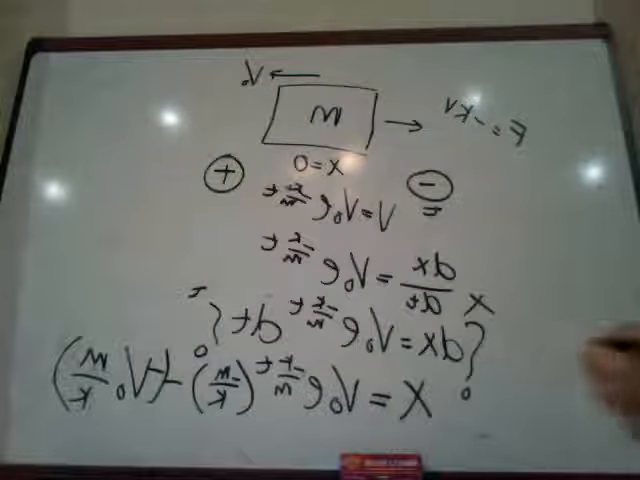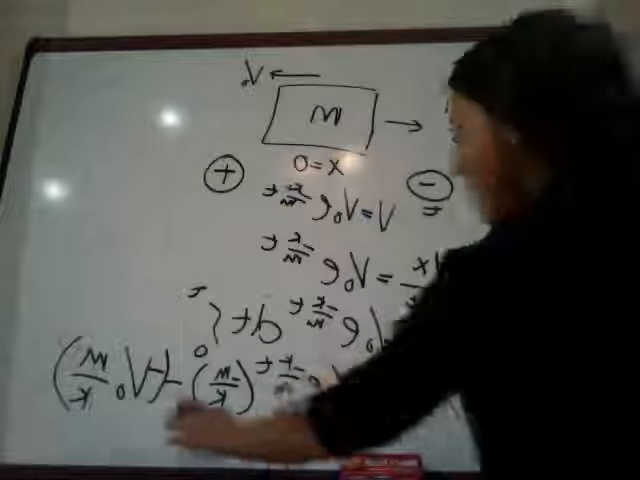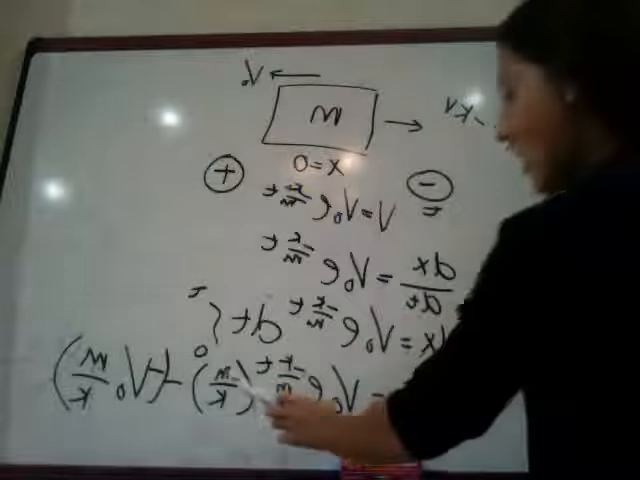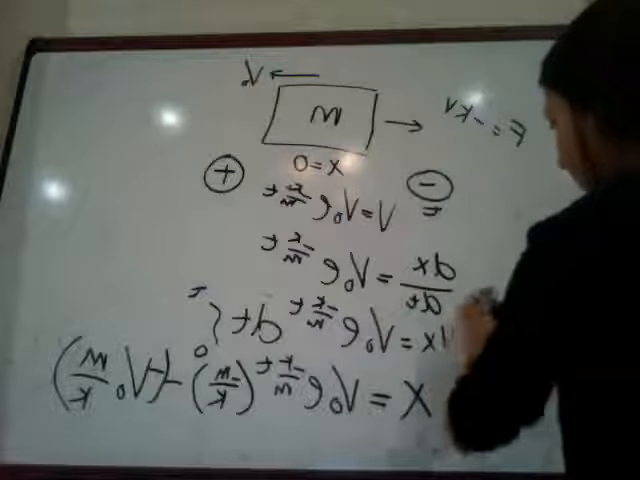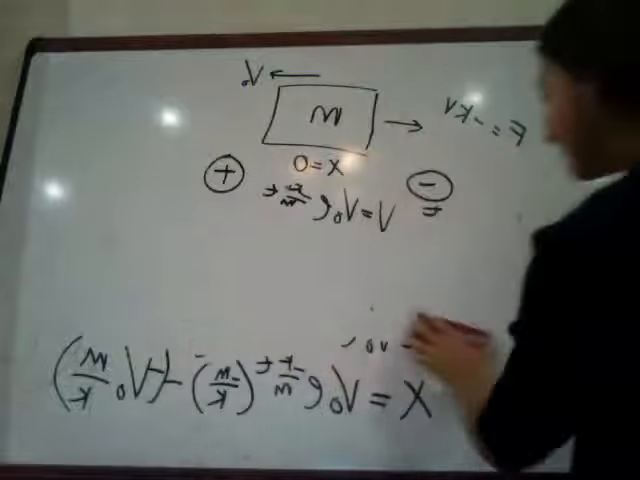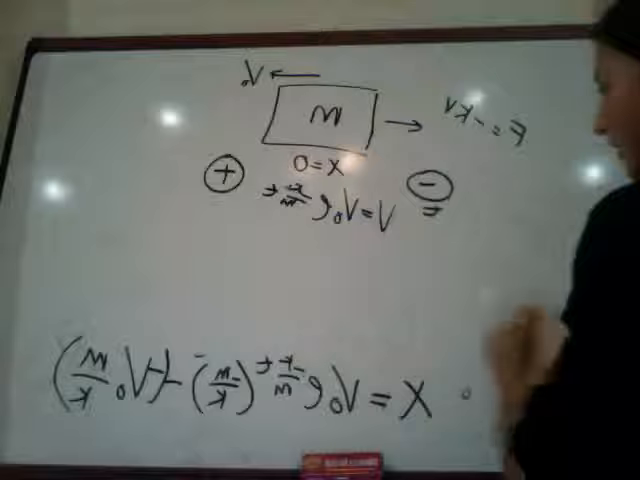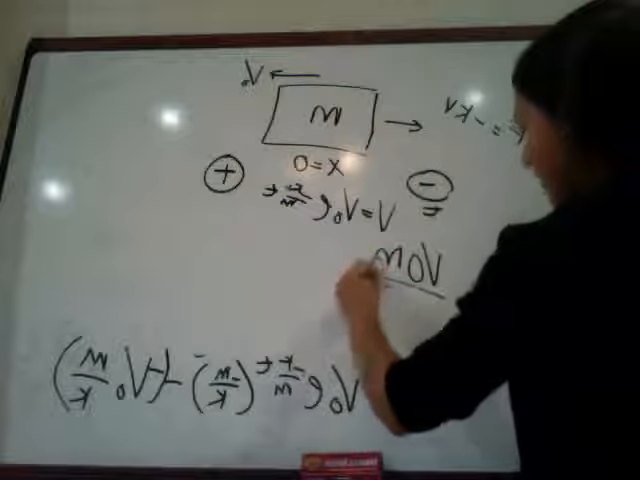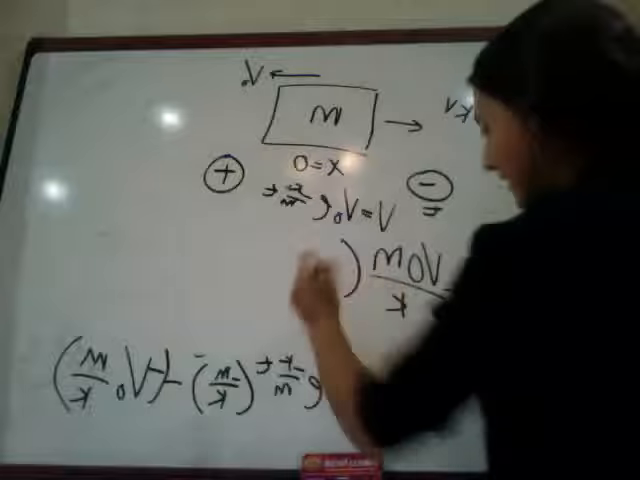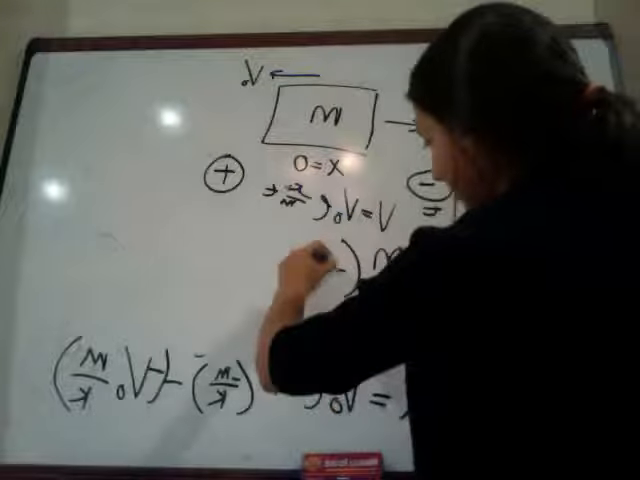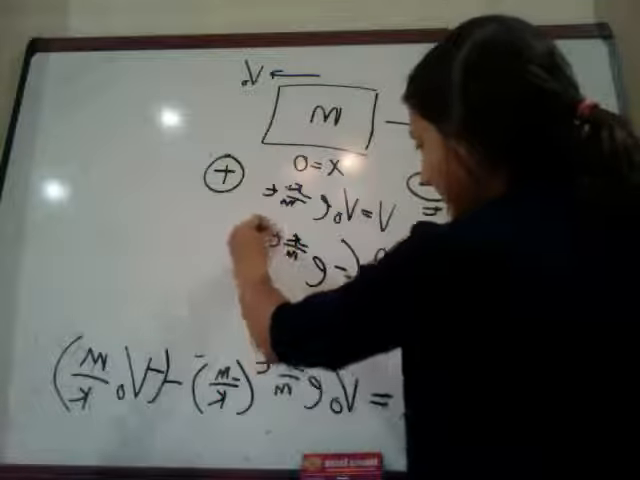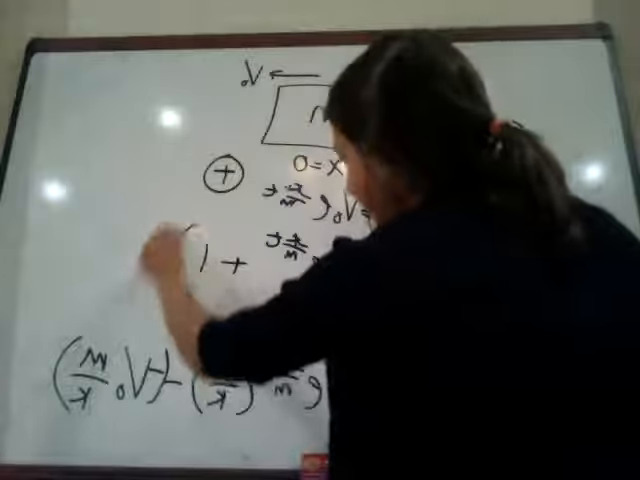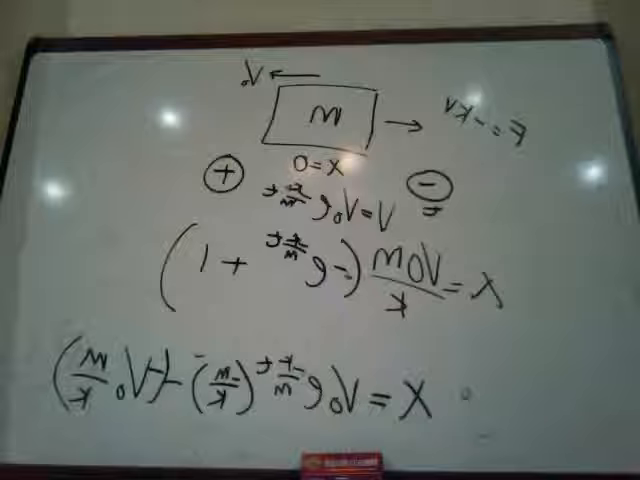So now we see that they both have V0 and m over k in common. So we're going to pull out a V0 m over k. So we have x equals V0 m over k, and then what we're left with here is negative e to the negative k over m t plus 1. And that is our final equation for position.